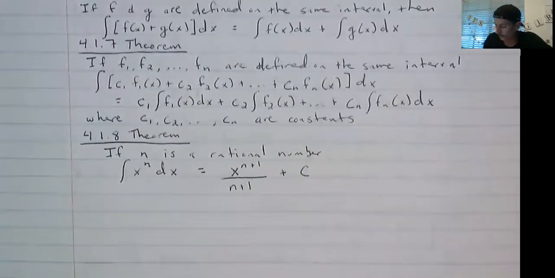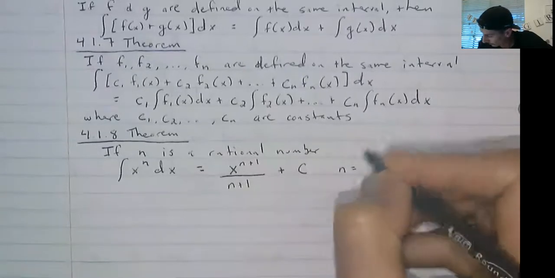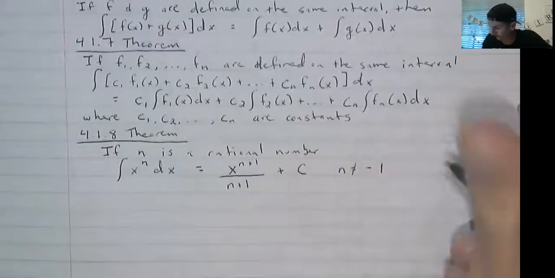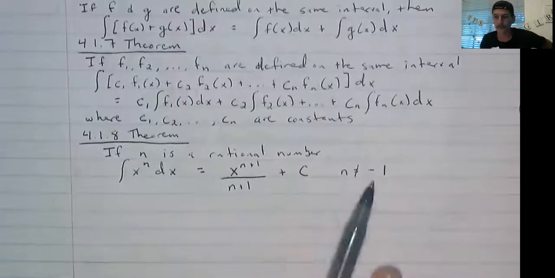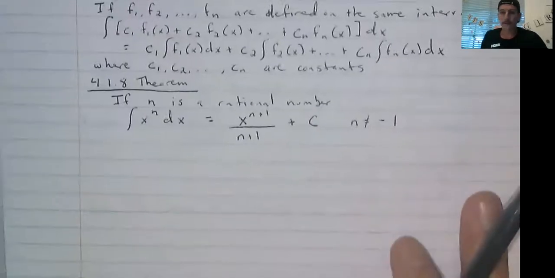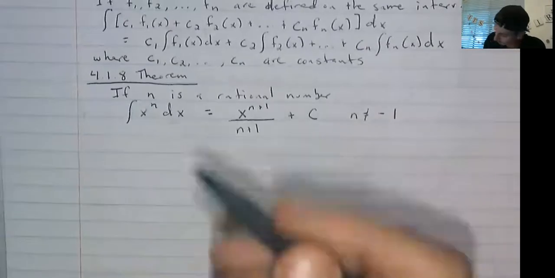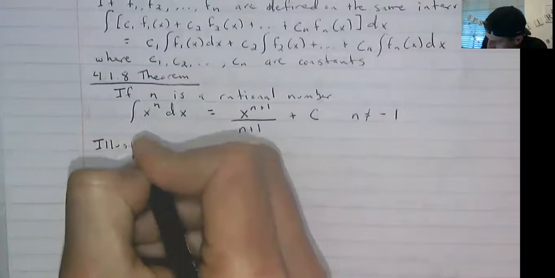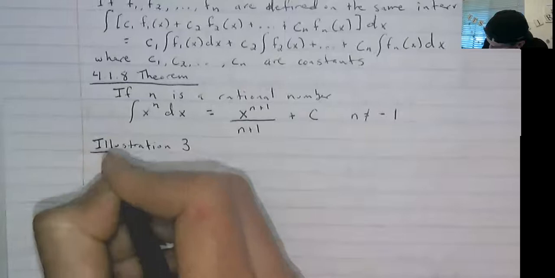And the one caveat here would be that n cannot equal -1. Because if it's -1, then that becomes x to the 0, and that would get kind of weird. So we'll look at that case eventually. Okay, so now all that notation is out of the way. Let's just see, can we find some antiderivatives? So this will be illustration 3, not fancy enough to be a full-fledged example yet, still just a lowly illustration.